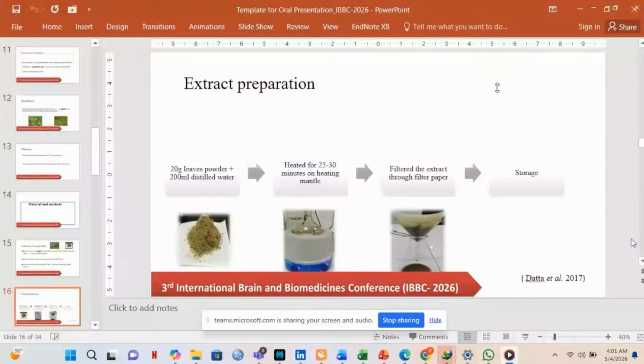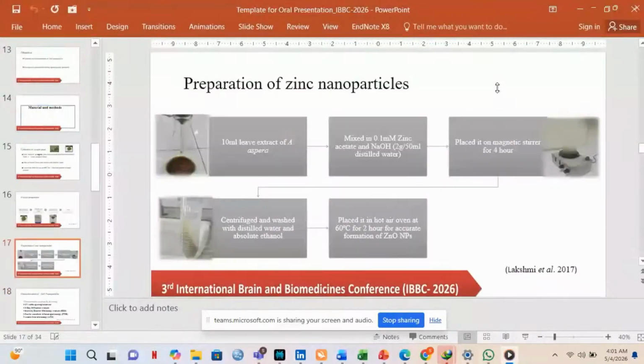Then preparation of zinc oxide nanoparticles. 10 ml of leaf extract of Acanthus aspera was mixed with 0.1 millimolar zinc acetate and sodium hydroxide, and then it was placed on a magnetic stirrer for 4 hours. After the 4 hours, sonication was done, and the pellet was washed with distilled water and absolute ethanol. Then the obtained mixture was placed in a hot air oven to get the formation of zinc oxide nanoparticles.